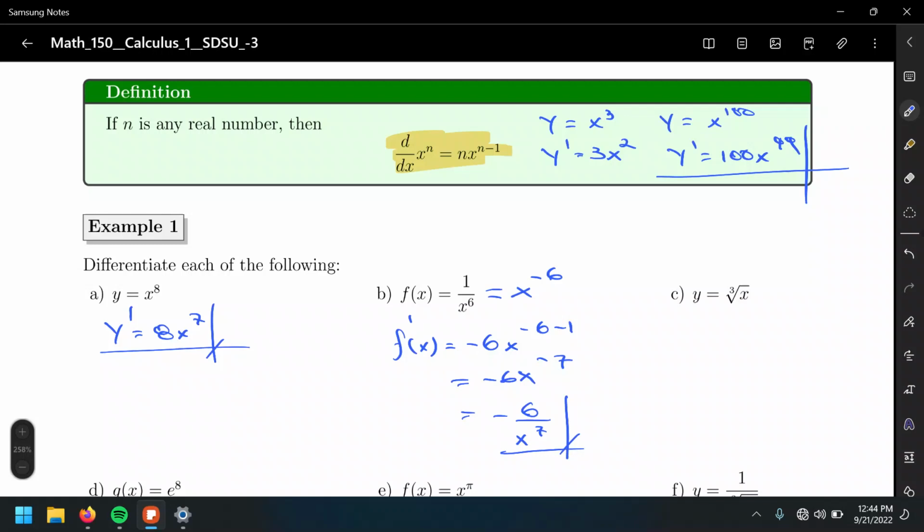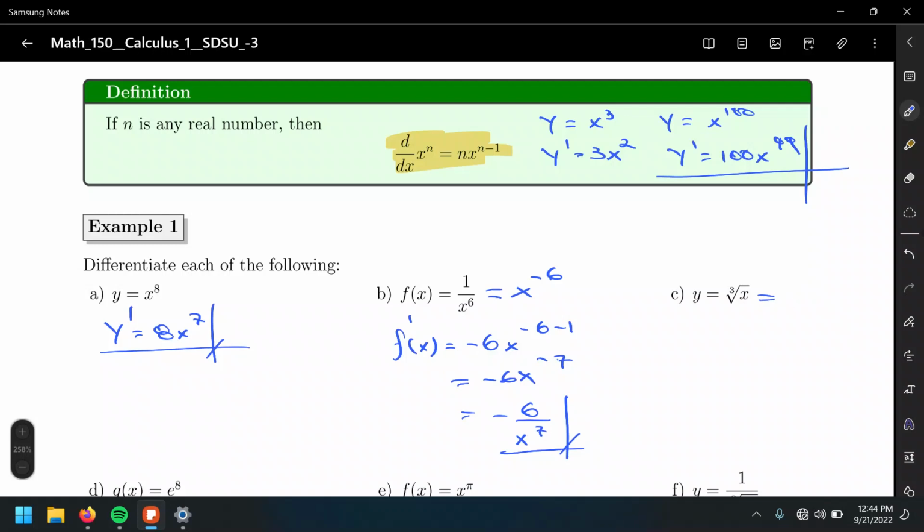Letter C. Letter C has radicals, and that doesn't look like a power function, but we're going to make it look like a power function. So now, for the radical, this general power rule is going to work.